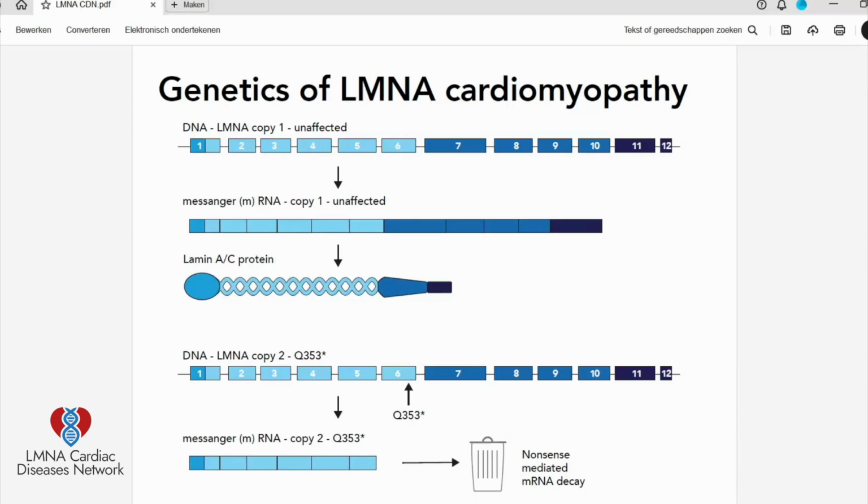And what we think happens is that this is recognized by the cell and then broken down by a process we call nonsense-mediated mRNA decay. That's basically a defense mechanism that the cell uses to prevent an abnormal copy of lamin being produced. So this is a mechanism we call haploinsufficiency, which is common in lamin cardiomyopathy, where that individual is essentially functioning with one copy of the lamin gene creating lamin rather than 2. So approximately that individual will have half the amount of the protein that an unaffected individual in that family would have. But we know that there's other changes in the genetics that can cause lamin cardiomyopathy as well.